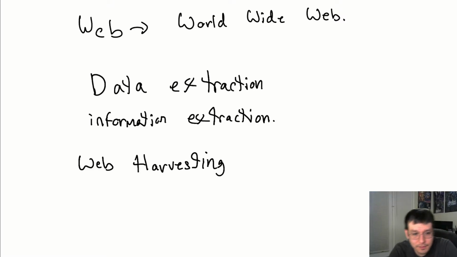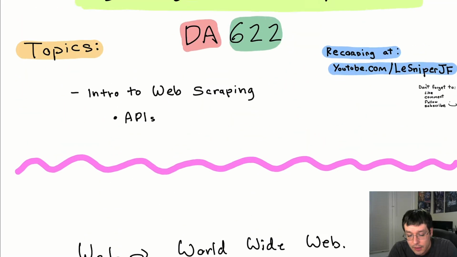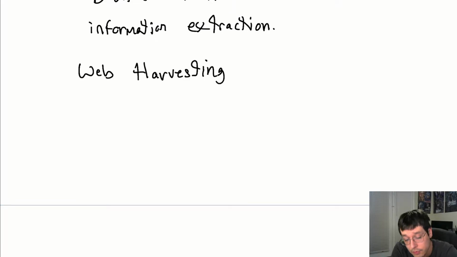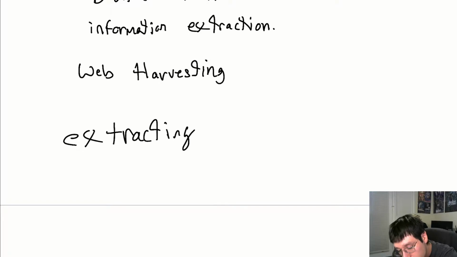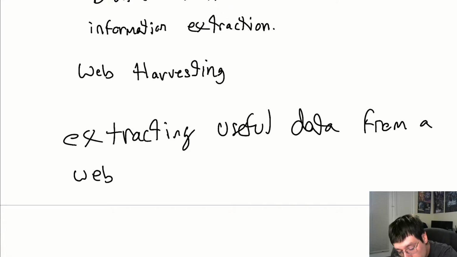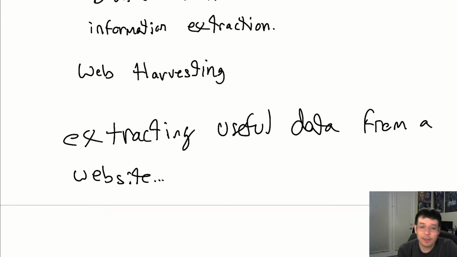And so ultimately, web scraping, as I'm going to call it for the rest of this, is all about extracting useful data from a website. And the reason I say website and not the internet is because the internet's a lot of things, right? There's things like databases, and that's SQL. Getting information from SQL is not the same thing as web scraping.